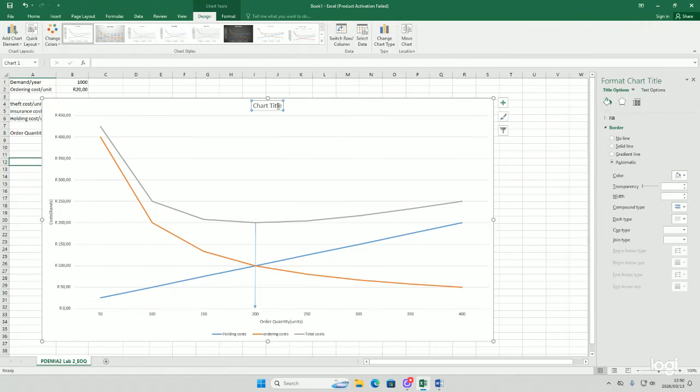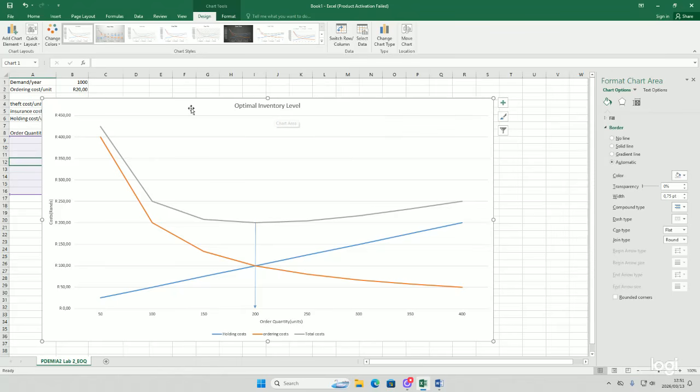In terms of your chart title, you also need to type in your chart title. Choose any title, come up with any title, but make sure that it makes sense. Optimal inventory level, because that's what you are trying to get with this graph, to check the optimal inventory level. So I can say mine is optimal inventory level.